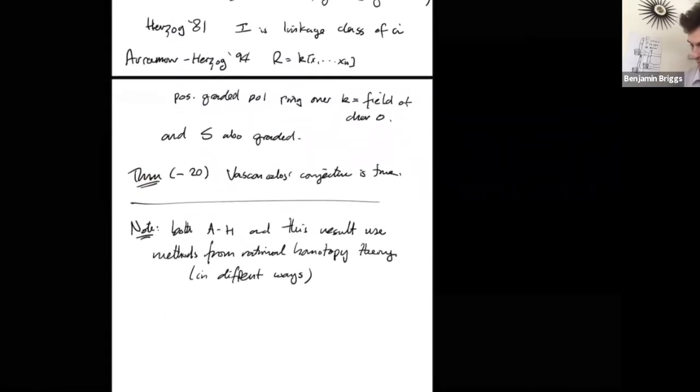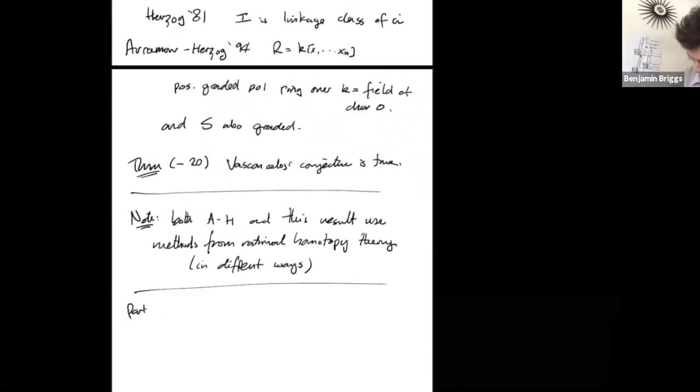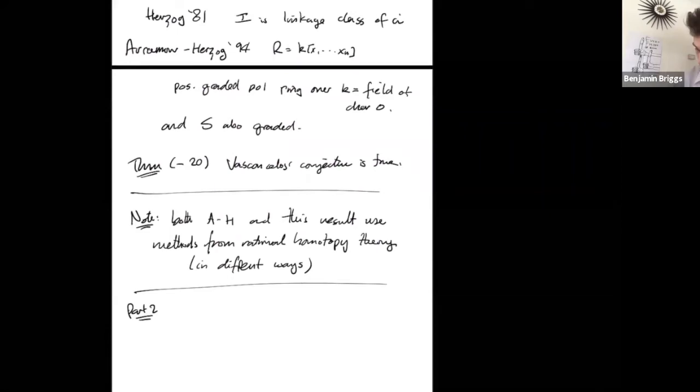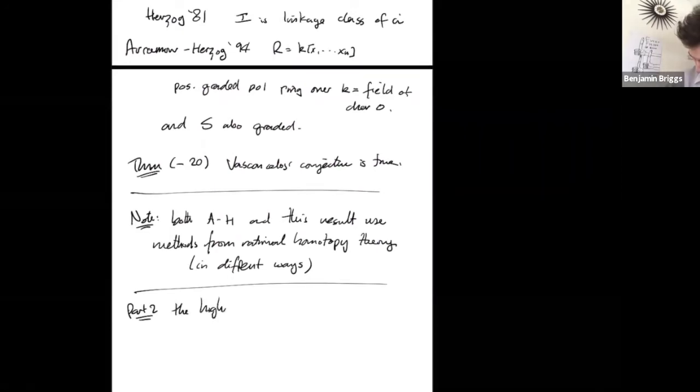But what I want to talk about first, though, is part 2, which is about a related result to this. So part 2 is about these things which I think are really cool, which I didn't know about before, which you could call the higher conormal modules. Or what they've been called before, which we should stick to, is the cotangent modules.